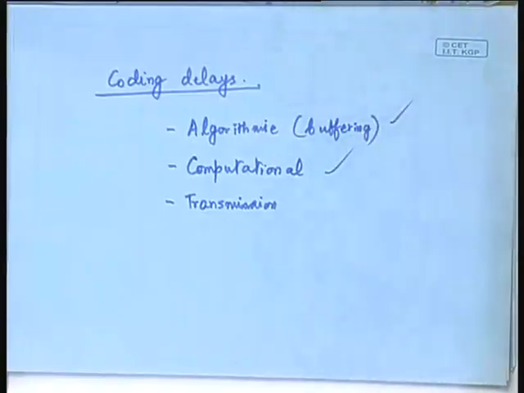In fact, when you have something like a 64 kilobits per second PCM, then you have neither any algorithmic delay nor any computational delay. It is just the transmission delay that comes into effect, and normally with transmission delays we do not have that much of a problem unless it is a very long route that it is taking. Otherwise, this is perfectly fine, but algorithmic and computational delays are definitely something that need to be minimized.